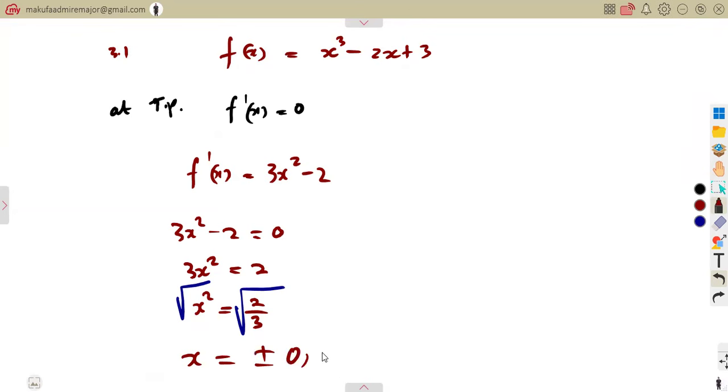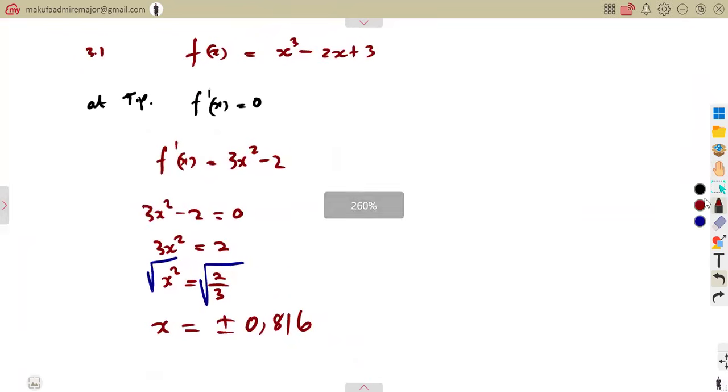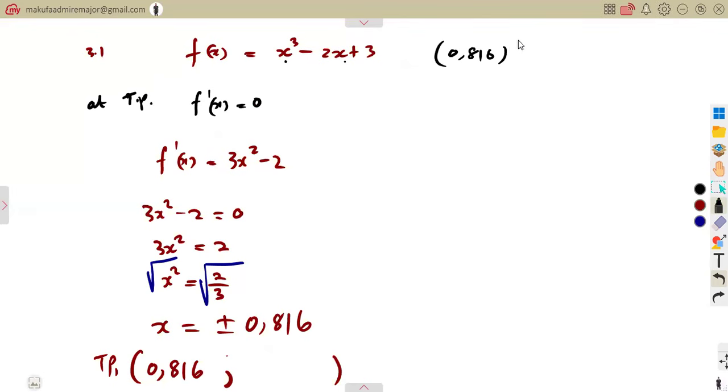So it was going to be something like 0.816 plus or minus. So there are two values that you're talking about at the turning point. So you're going to have the first turning point at 0.816. And you substitute into the original function in place of x. So where there is x, you're going to substitute. That will be 0.816 to the exponent of 3 minus 2 into 0.816 plus 3. So that will give you something like 1.911.